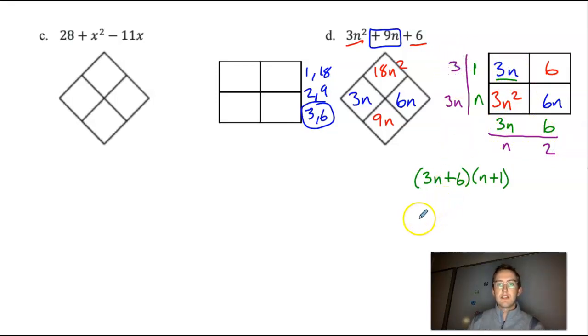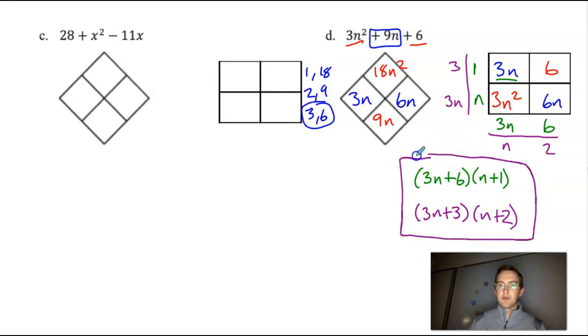So there are potentially two solutions for this one. We get 3n plus 3 times n plus 2. So we do get two solutions for this, and either one of those would be acceptable. But what I want to understand is why in the world are we getting two solutions when most of the ones that we've seen so far have only had one? That's what we're going to dig into in just a little bit here.